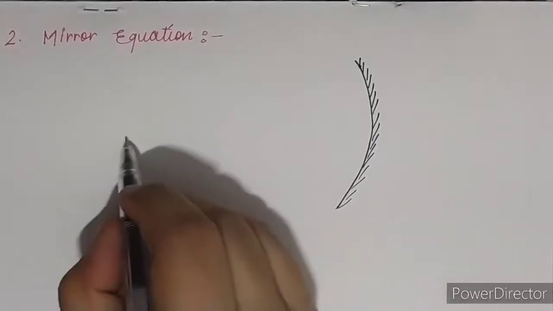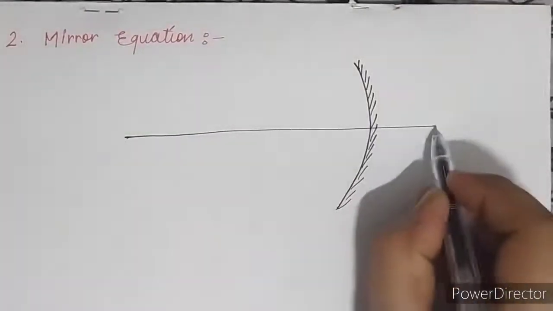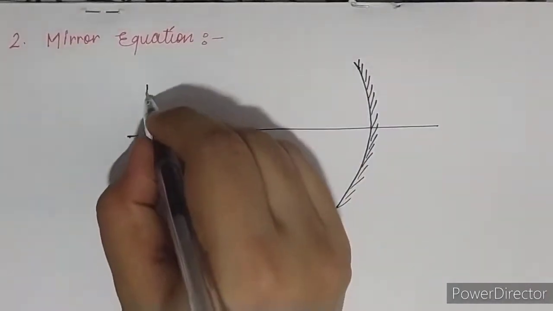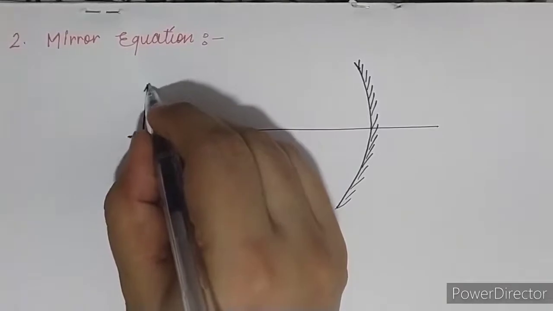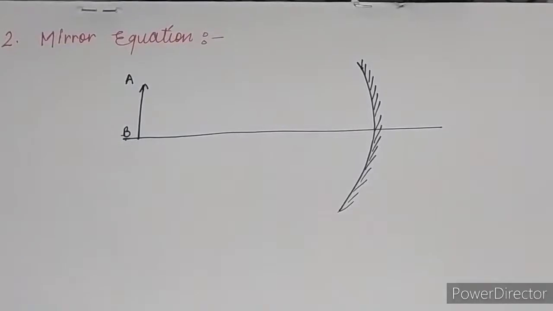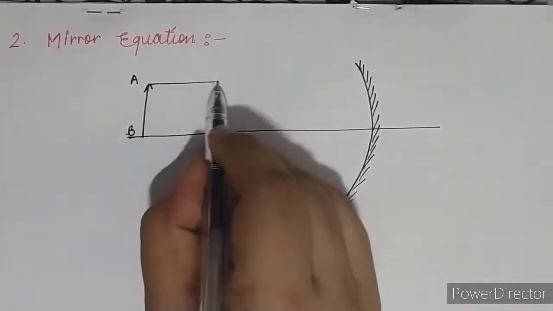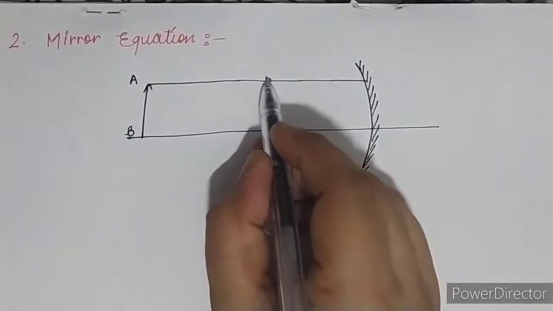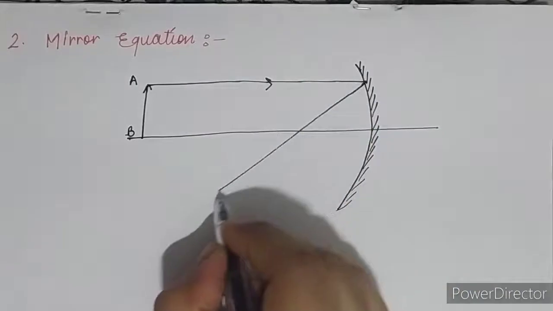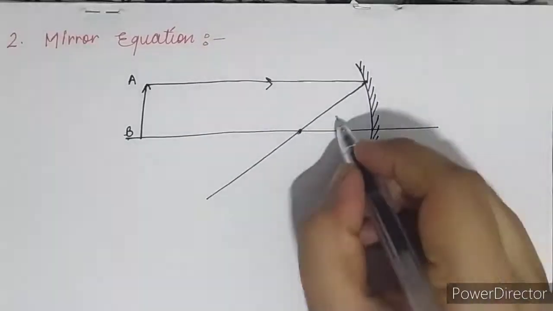Okay, and a principal axis has been drawn to it, so this is the principal axis. Clear? Now suppose beyond, or we can say between infinity and center of curvature, I have kept one object AB. So the first thing is that when the incident ray is parallel to the principal axis, it always passes through the focus point F.